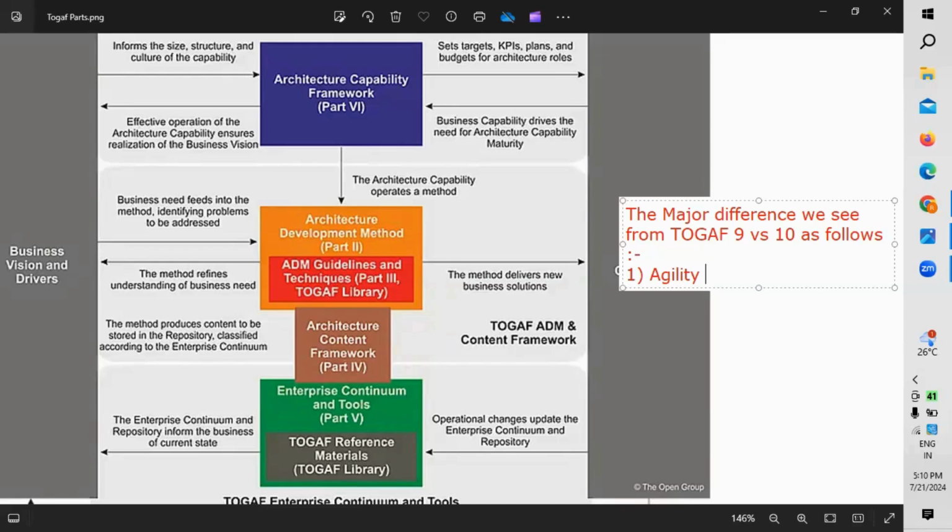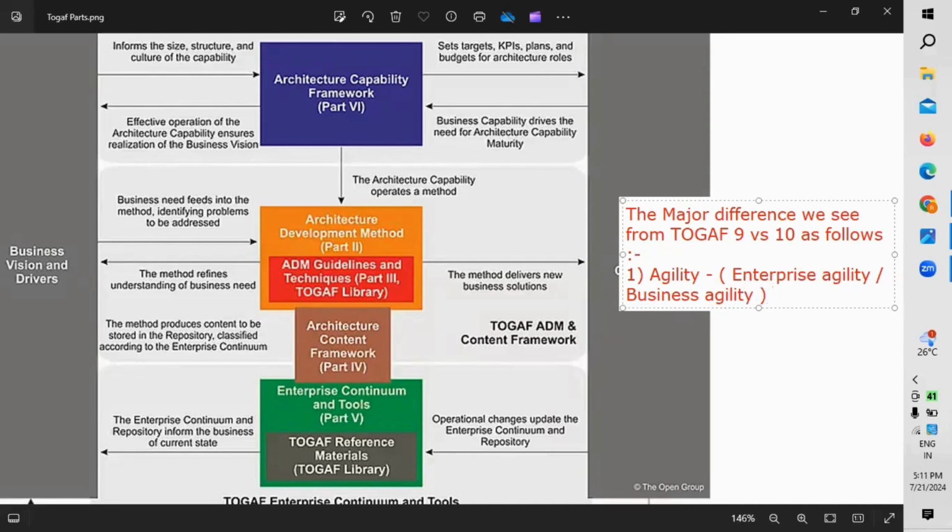Because when it comes to TOGAF 10 itself, the one major difference you see from 9 to 10 is agility. That is point number one. This agility again will be classified into two different parts. One is enterprise agility. Second is business agility. I'll take a separate session about these two things later, otherwise it deviates now.